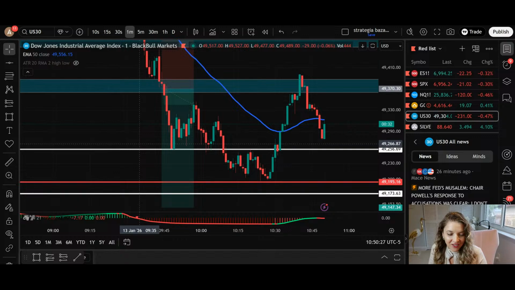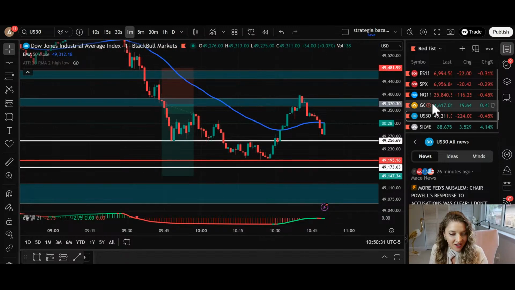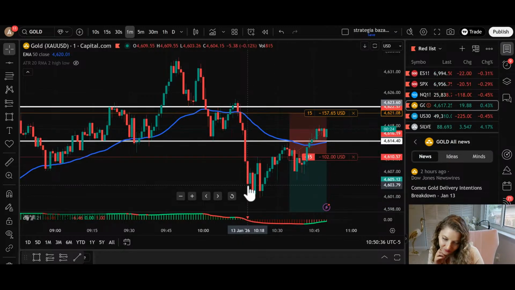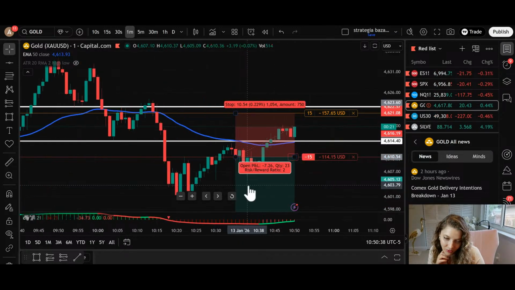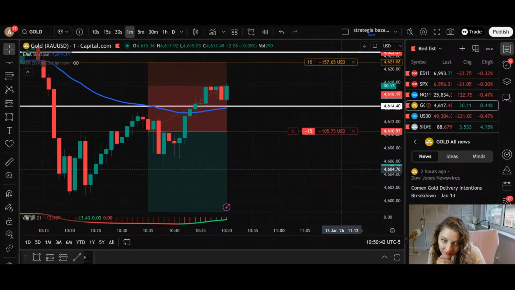That indicator actually, Pando, I'm looking just at the US30. I didn't even pay attention to it at gold. This is a gold trade. It was on red when I got in, but I didn't look at it.